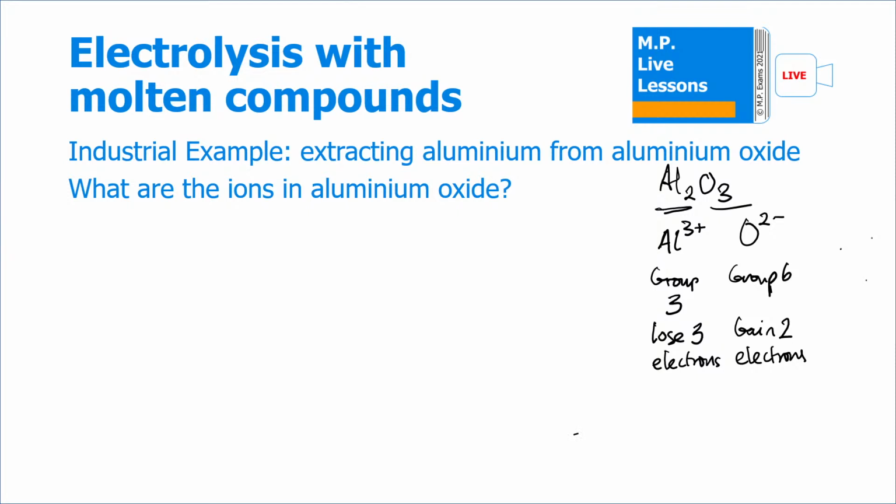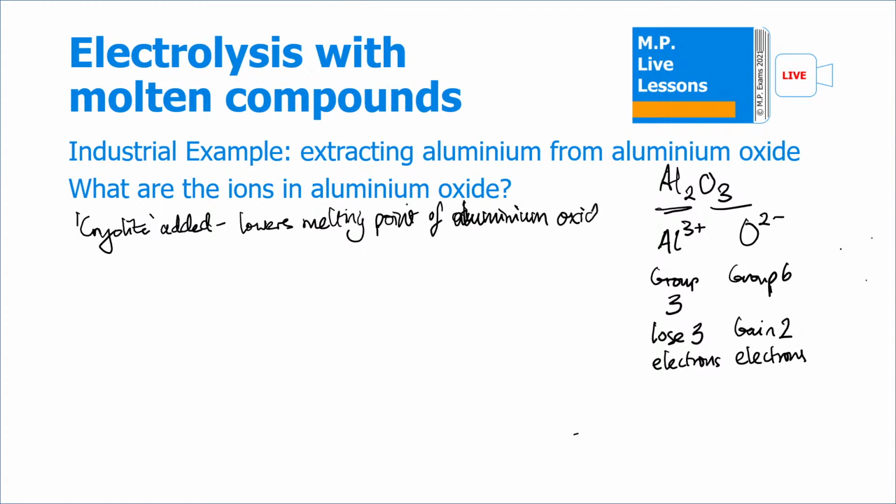Now, there's a bit of side information. Something called cryolite is added. And this lowers the melting point of the aluminium oxide. And if we lower the melting point, we need less energy to melt, and therefore it's cheaper.